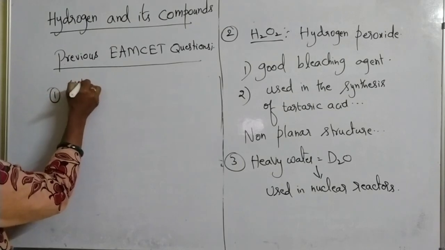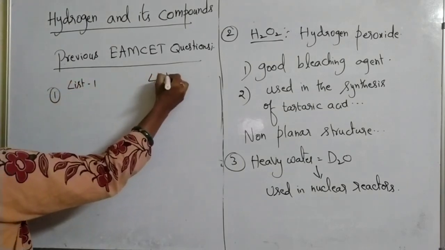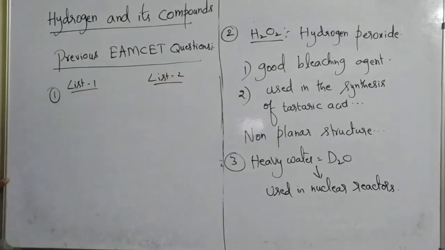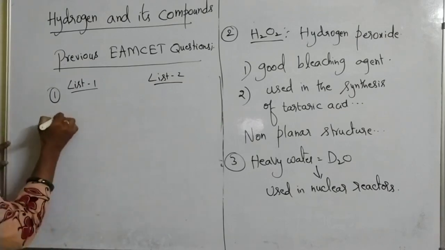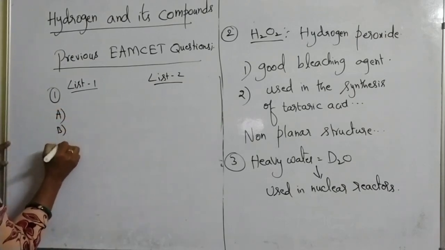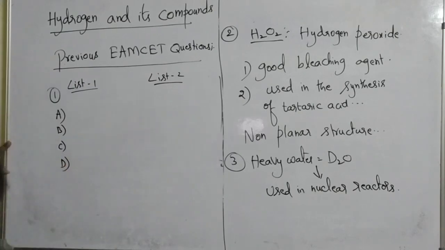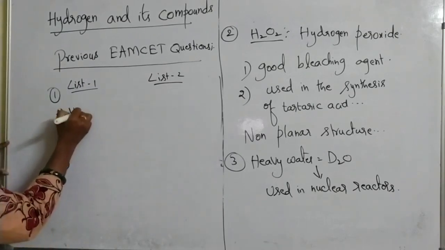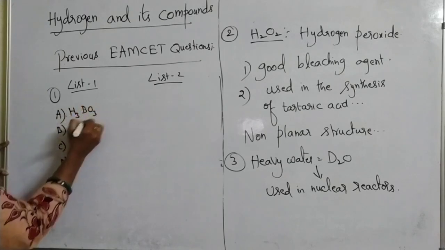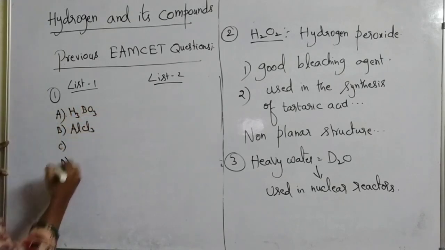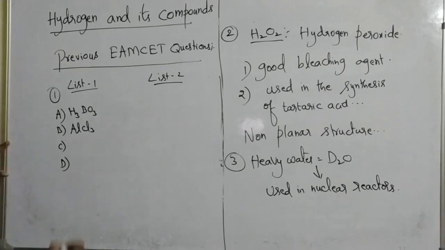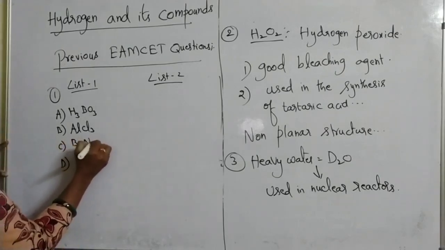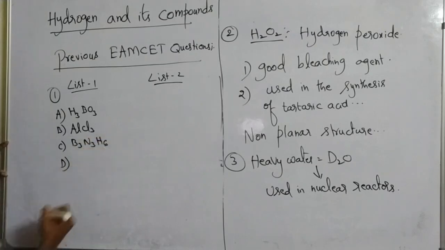List 1, list 2, like that it is given as a match the following. In that, A, B, C, D, four items are given: H3BO3, AlCl3, B3N3H6, and the last one is BF3.